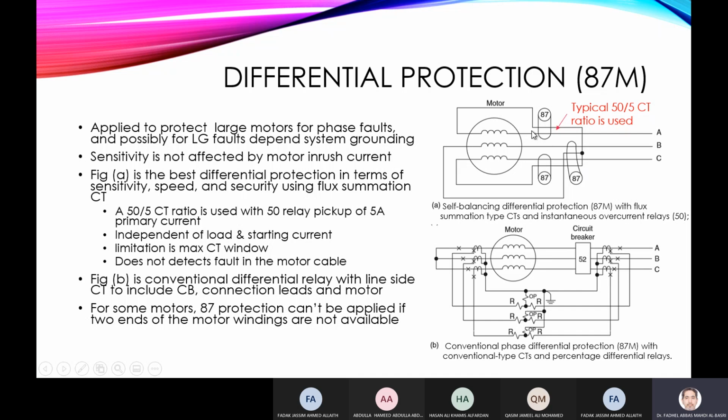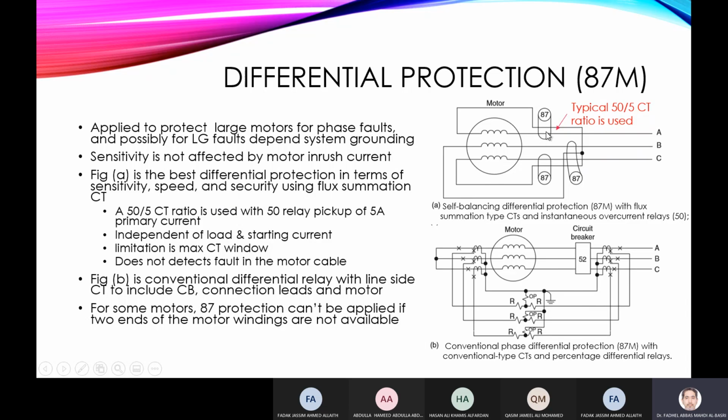This is only one CT. As you can see, before we make the star point of the motor, we pass the conductors through the CT. This is one CT here, one CT here, and one CT here. Now this is possible if the conductor size is not too big to pass through the CT core. If the conductor is so large that you cannot pass it through the window of the CT, then this is not possible. We go for this one.